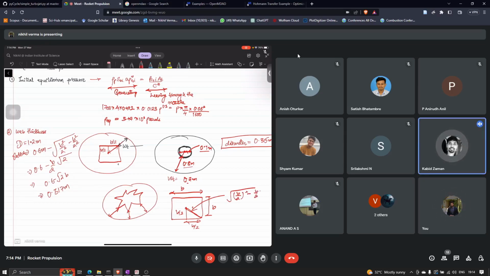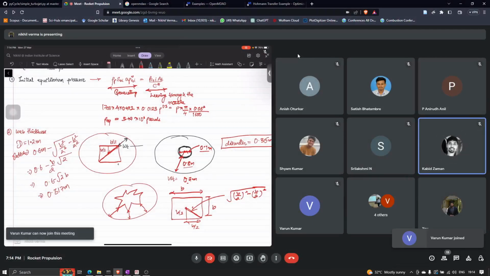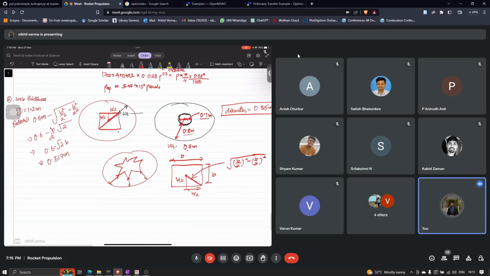Can we directly calculate the entire diagonal from one vertex to the opposite vertex? Will it be a little simpler? Yeah, you can calculate, and then you take the half. You'll get the same answer. Okay. So if you calculate the web thickness, you will get the value as 0.317.